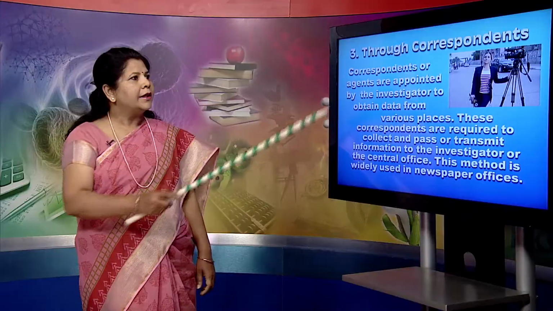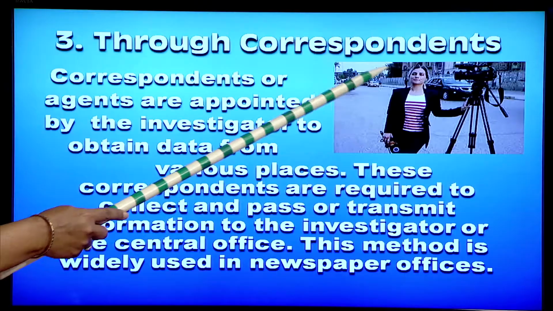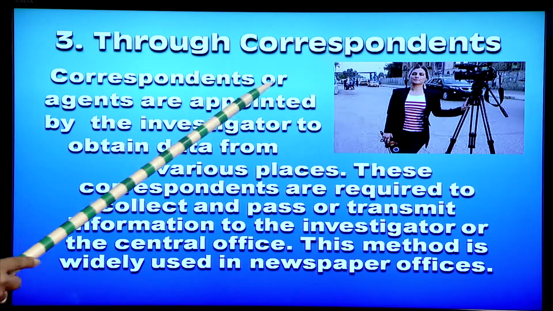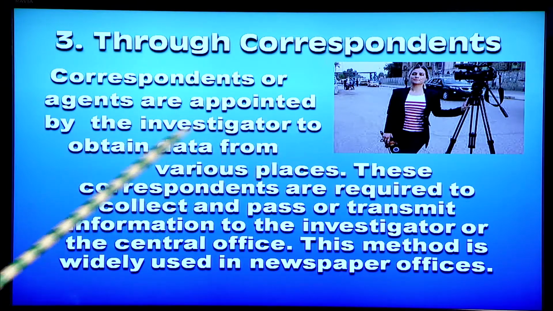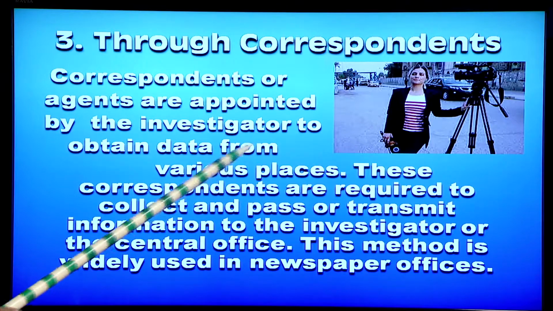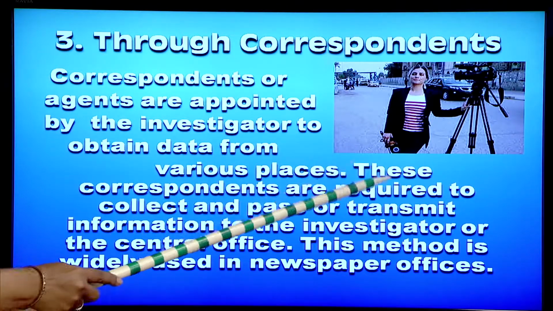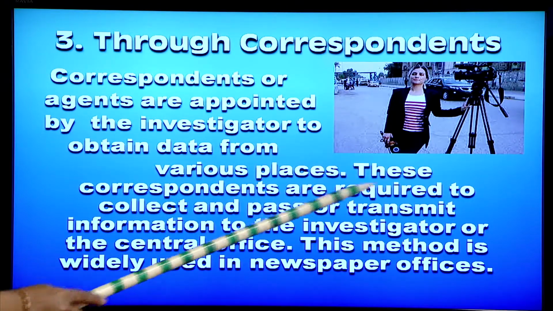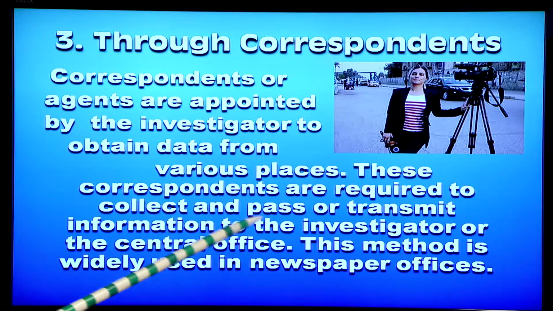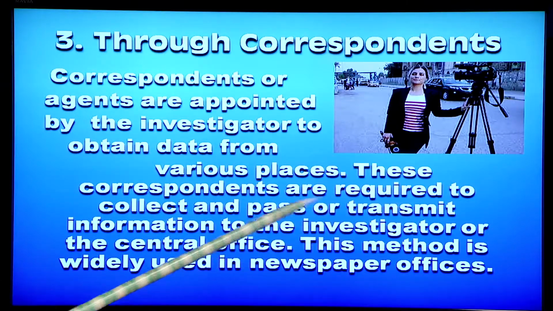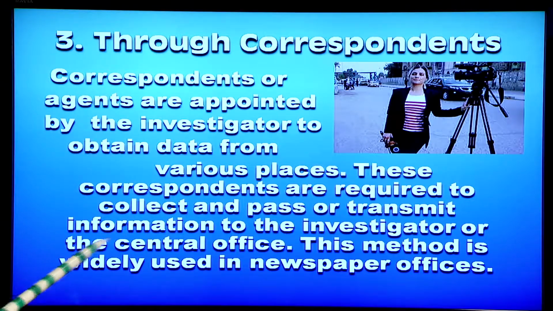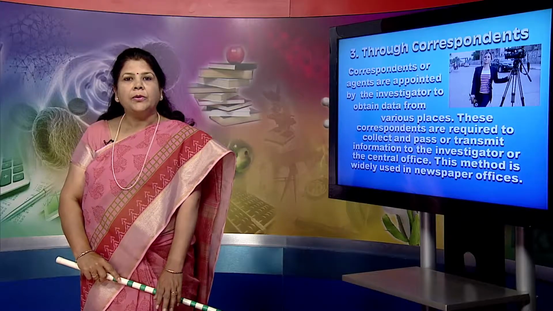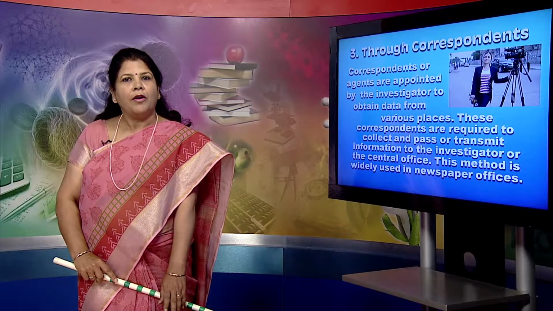The third method is through correspondence. Correspondents or agents are appointed by the investigator to obtain data from various places. These correspondents are required to collect and transmit information to the investigator or to the central office. This method is widely used in newspaper offices.